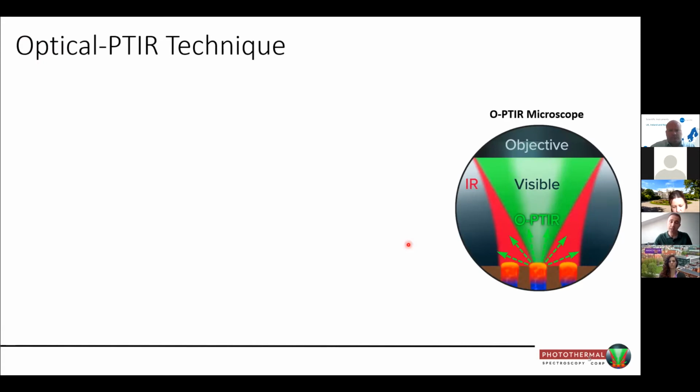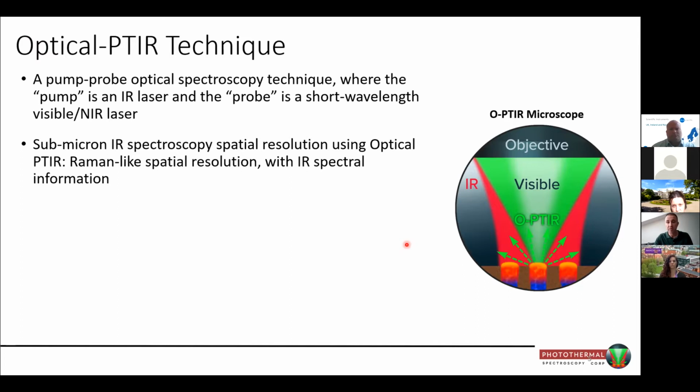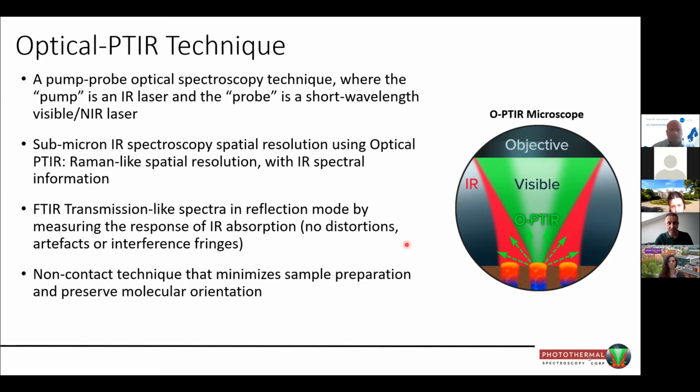All of those really are overcome with our technique, the optical photothermal infrared technique. It's a pump probe technique where the pump is an infrared laser and the probe is a short wavelength visible laser, typically a green, but can also be a near IR laser. It provides submicron spatial resolution. So it's very much like a Raman microscope. In fact, it's much more like a Raman microscope than it is an infrared microscope in terms of how it operates. But the big difference is, of course, it gives you infrared information, as well as Raman. It gives you FTIR-like data, transmission-like data, but it's collected in reflection mode. So none of those distortions or artifacts, and I think we already said it's non-contact.